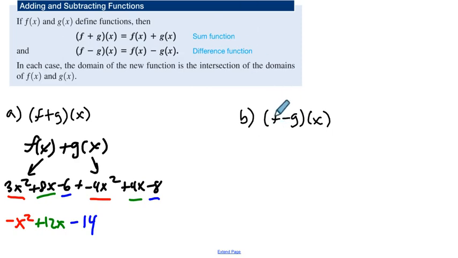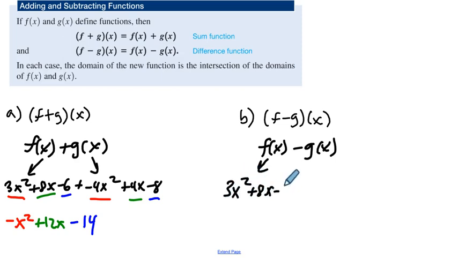Going back to right here, f minus g of x. It means that we're going to take our function f first. Okay, remember this means f of x minus g of x. So we're going to take our f of x and we're going to subtract g of x. So let's replace, what is f of x? Oh, f of x is this again. It's the same thing. It's 3x squared plus 8x minus 6.